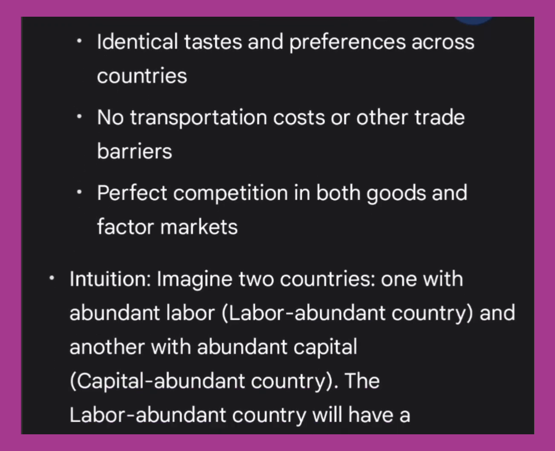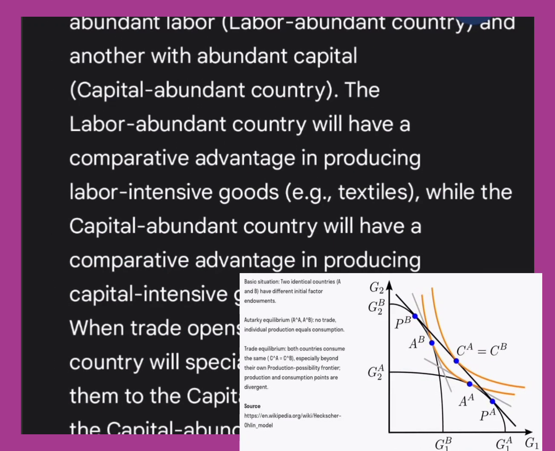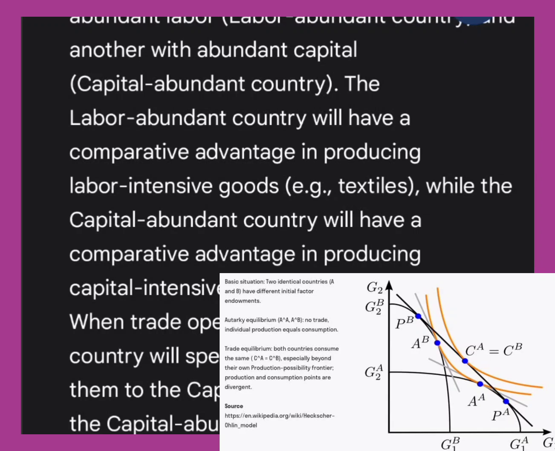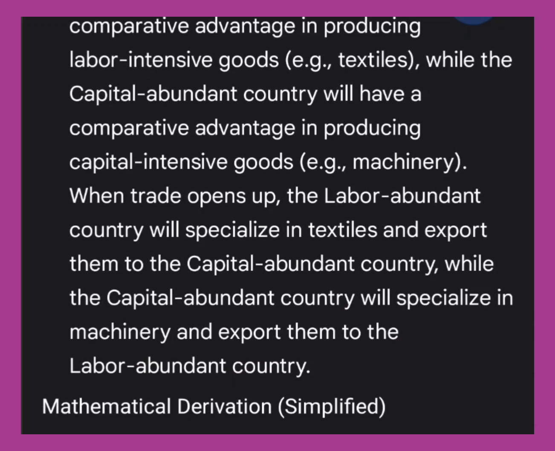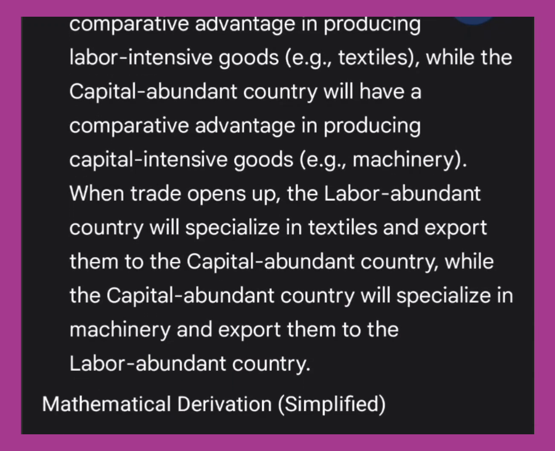Intuition: imagine two countries, one with abundant labor, the labor-abundant country, and another with abundant capital, the capital-abundant country. The labor-abundant country will have a comparative advantage in producing labor-intensive goods, e.g., textiles, while the capital-abundant country will have a comparative advantage in producing capital-intensive goods, e.g., machinery. When trade opens up, the labor-abundant country will specialize in textiles and export them to the capital-abundant country, while the capital-abundant country will specialize in machinery and export them to the labor-abundant country.